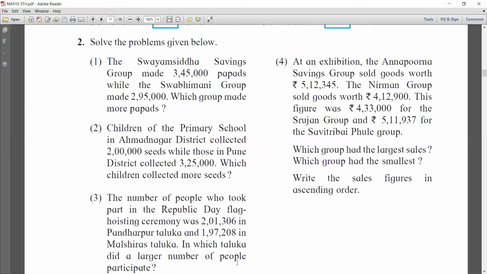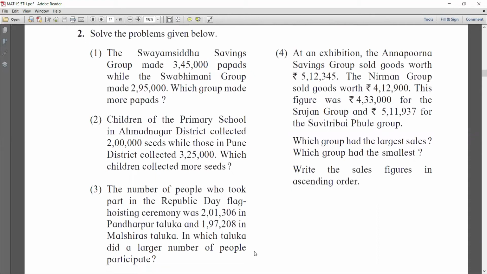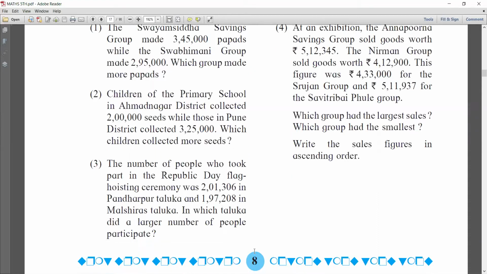Okay, I told you the answer. You can do it on your own. We will move to exercise sum number 3. The number of people who took part in the Republic Day flag hoisting ceremony was 2,01,306 in Pandharpur Taluka and 1,97,208 in Malshiras Taluka. In which Taluka did a larger number of people participate?